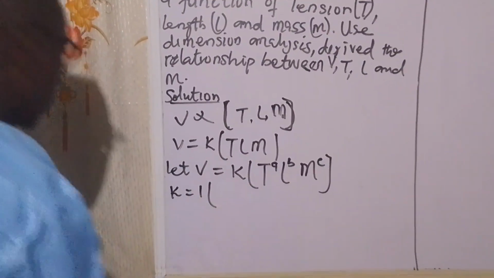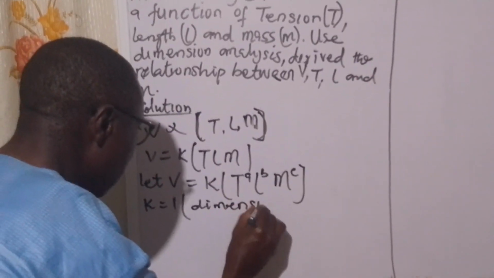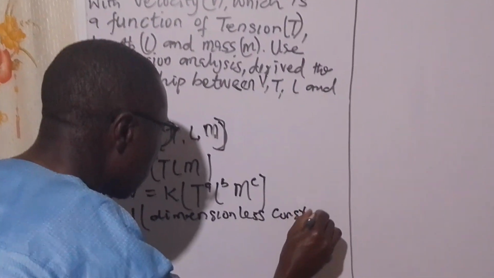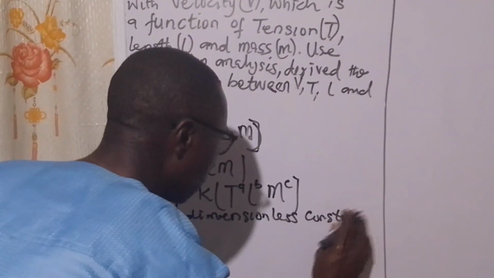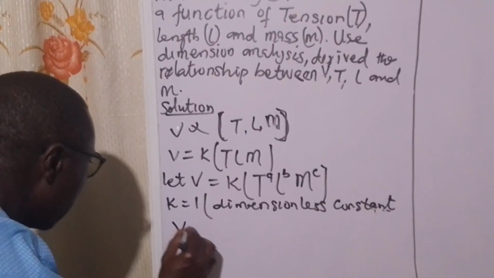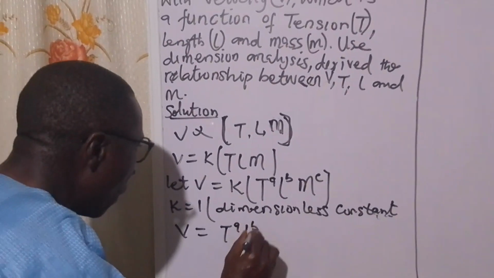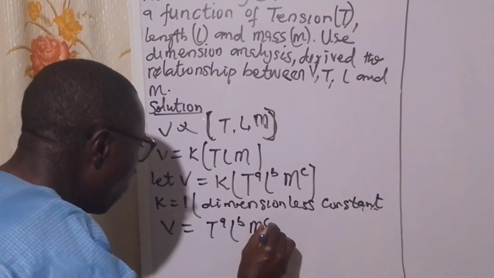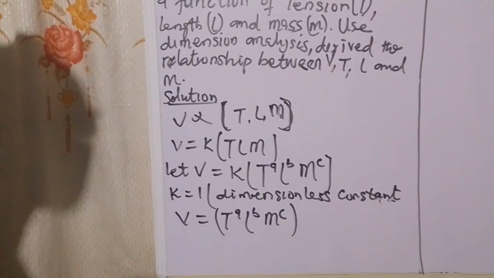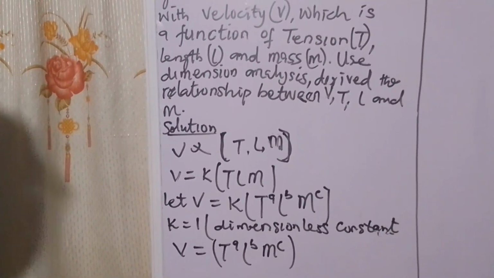Now, K is equal to 1. It is a dimensionless constant. So if that is the case, then we can now have V is equal to T raised to power A, L raised to power B, M raised to power C. Mind you, once we know the value of A, B, C, we will be able to write the correct relationship between the 4 quantities. So let's write the dimension now.